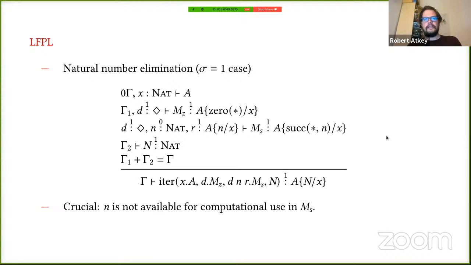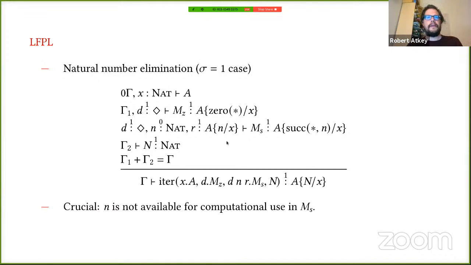Now the eliminator. This is the dependently typed version of the eliminator I showed you earlier, so it's a little bit complex. If we have a type A, which depends on a natural number, then in the base case, we get a diamond, which we're allowed to use once. And then we have to construct an A where the X in A, as a free variable, we replace by 0. And because we're in the type fragment, we can just use a star for the diamond. The types all live in the sigma equals 0 fragment.